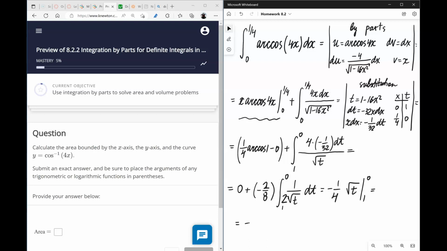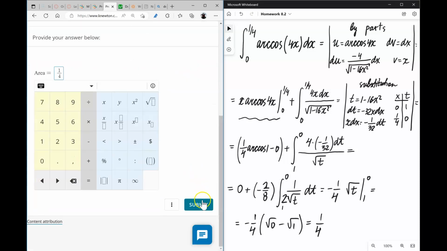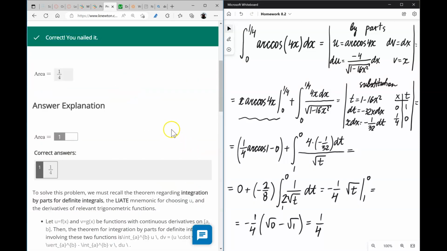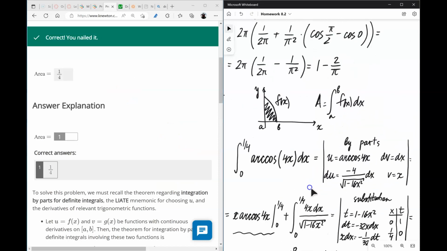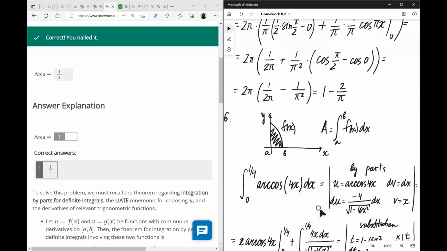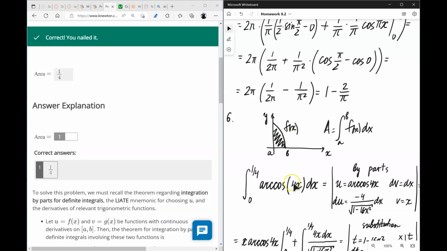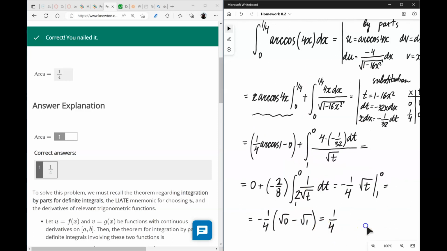So we evaluate it: negative 1/4, square root of 0 minus square root of 1. So the final answer is 1/4. Again, we're doing these problems not just for fun, and not out of context, but within a context. And the context here is that this integral represents the area under this function on that interval.